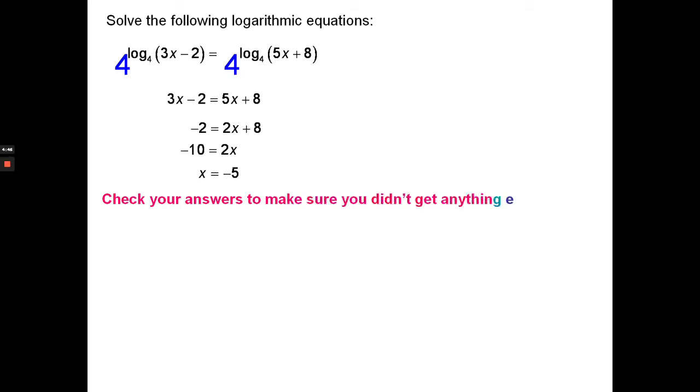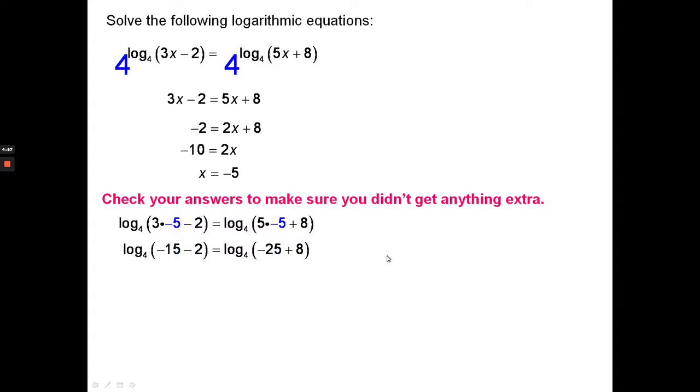Again, you have to check your answers. So plugging in, and we're plugging in and not using the calculator because we are doing base 4. Okay, so 3 times negative 5 is negative 15.